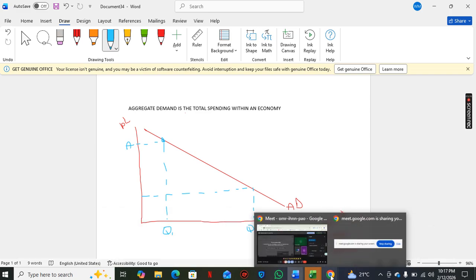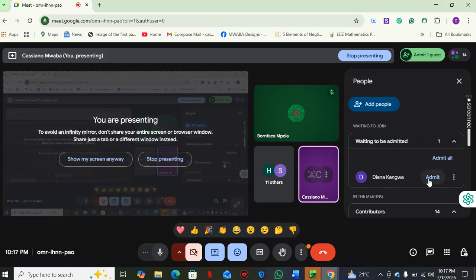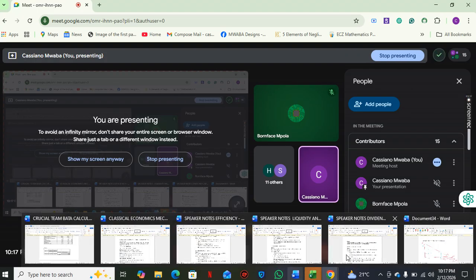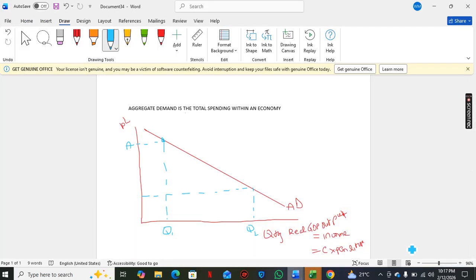Then, the shifters of this aggregate demand curve. Can you just repeat what you just said? At high price levels, there's low spending. Then at low price levels, there's higher spending. Yes. So the shifters of the aggregate demand curve.